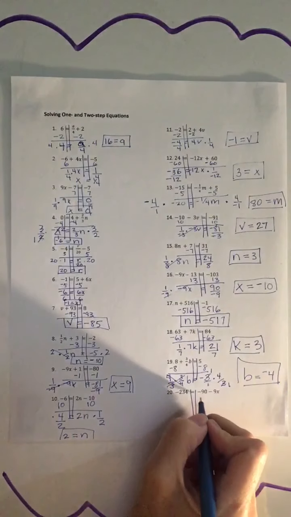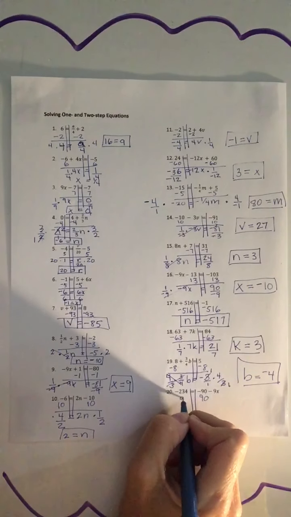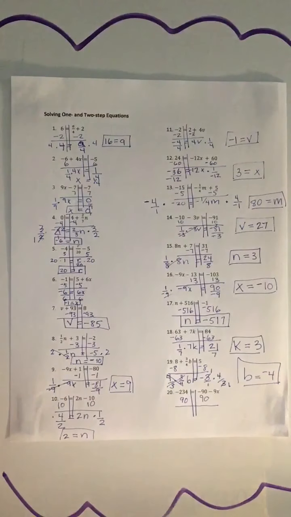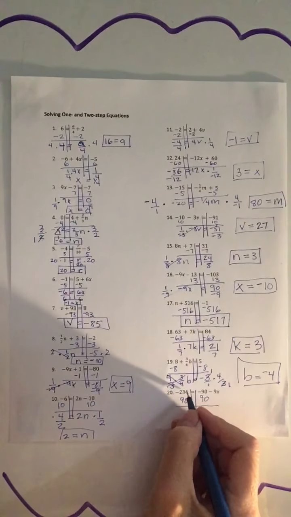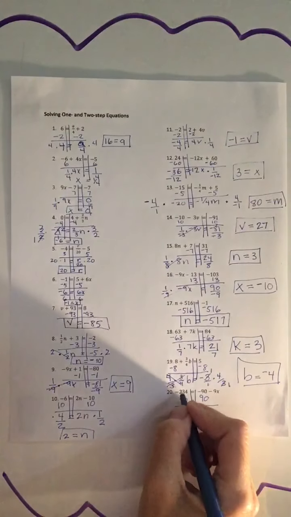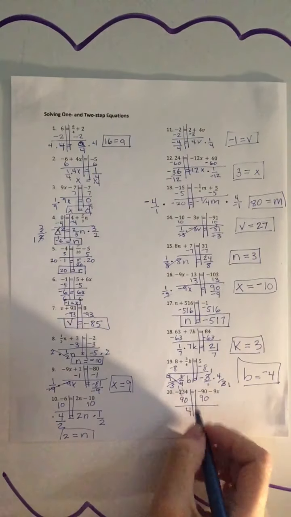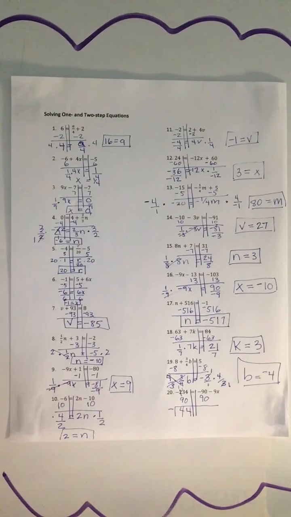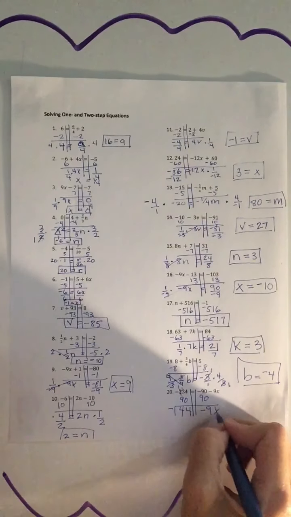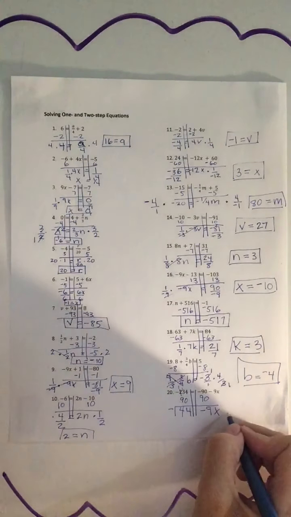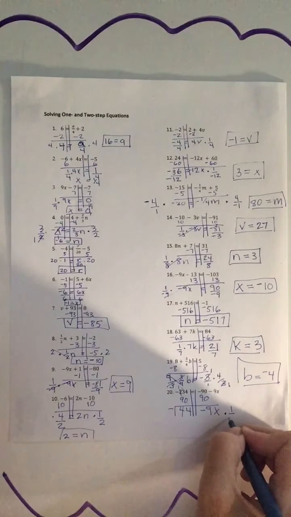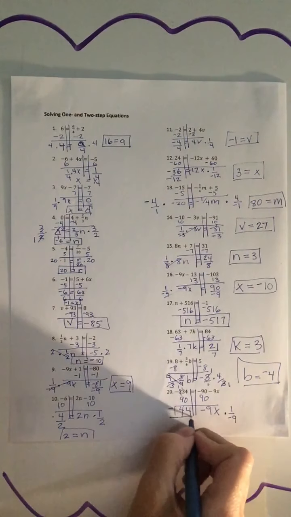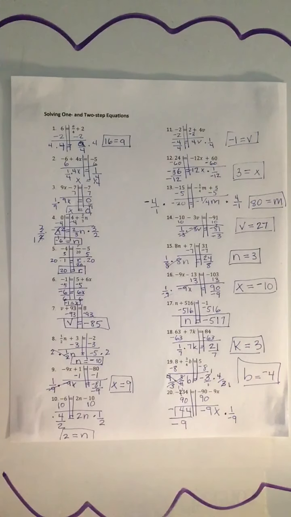And the last one. So we're going to add 90 to both sides. Addition property of equality. I have more negatives than I have positives. So let's see. 4 minus 0 is 4. 9, 4, 1. So 144 on this side and negative 9x on this side. So I'm going to multiply by the inverse, which is 1 over negative 9. Or I can just divide by the negative 9.